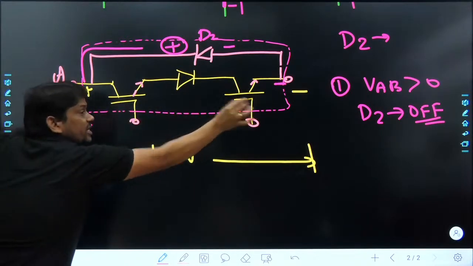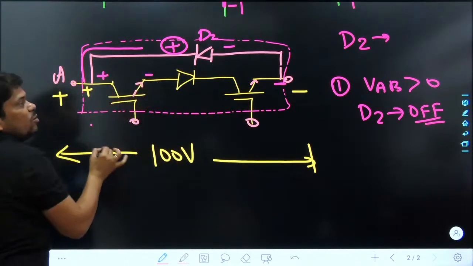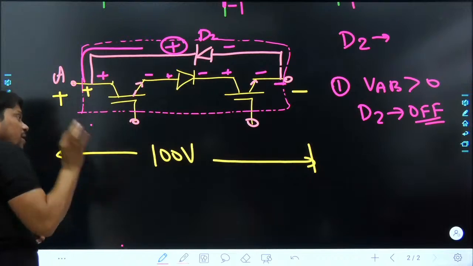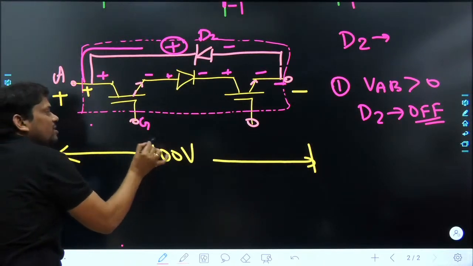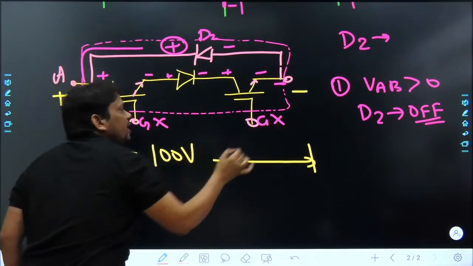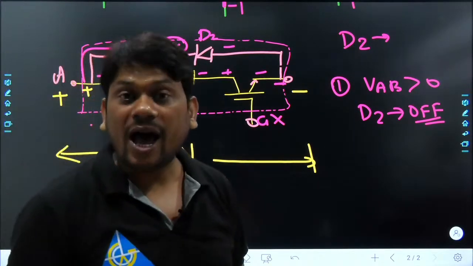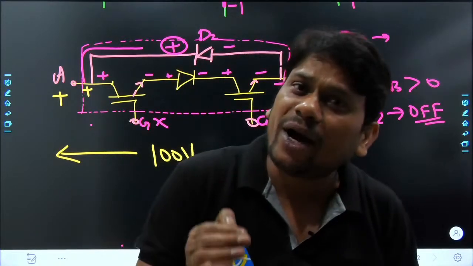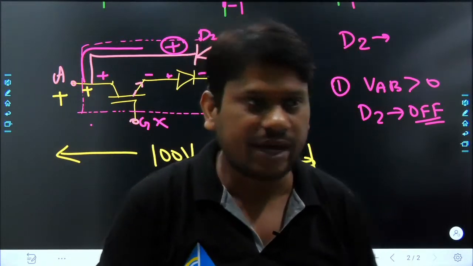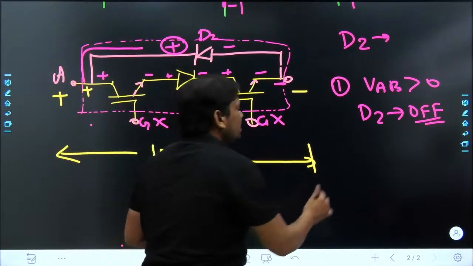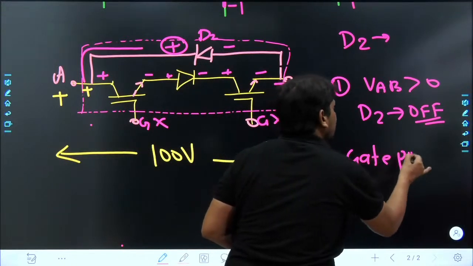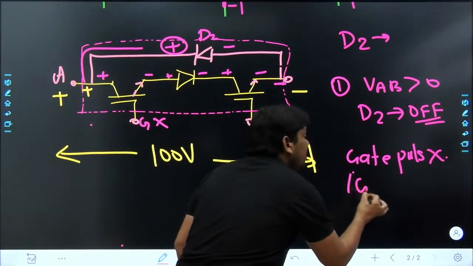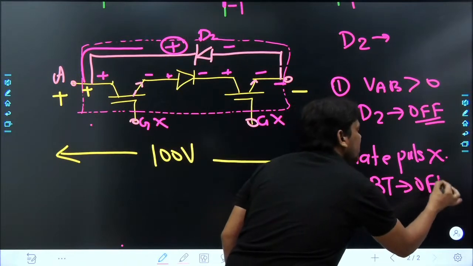Here we have positive voltage, negative voltage. So the positive negative voltage will appear in this fashion, distributed across the devices. But we are not providing gate pulse. So gate pulse is absent. My dear friend, IGBT, MOSFET, BJT, all are controlled devices. Without providing gate pulse, they are not going to turn on. Gate pulse is absent. Definitely IGBTs will not turn on, so we can say off only.